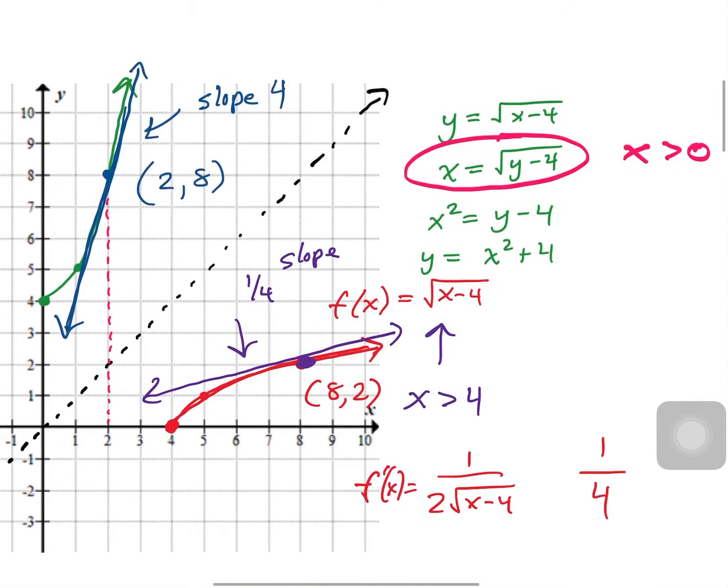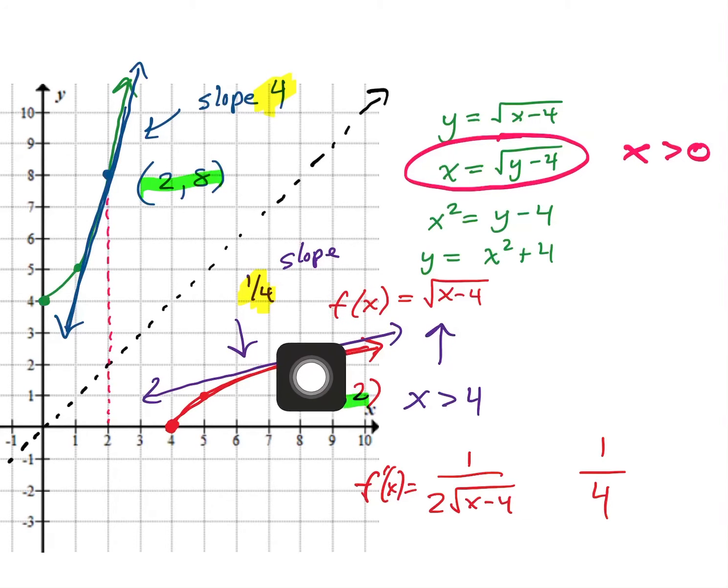Do you see the relationship between the slopes? The relationship between the slope of an original function and its inverse at the inverse points, that is, when you switch x and y around, is that the slopes are reciprocals. That is, the slope of the original function was 1/4 at (8, 2), and if I take the inverse point (2, 8), the slope should be 4, or the reciprocal of that.